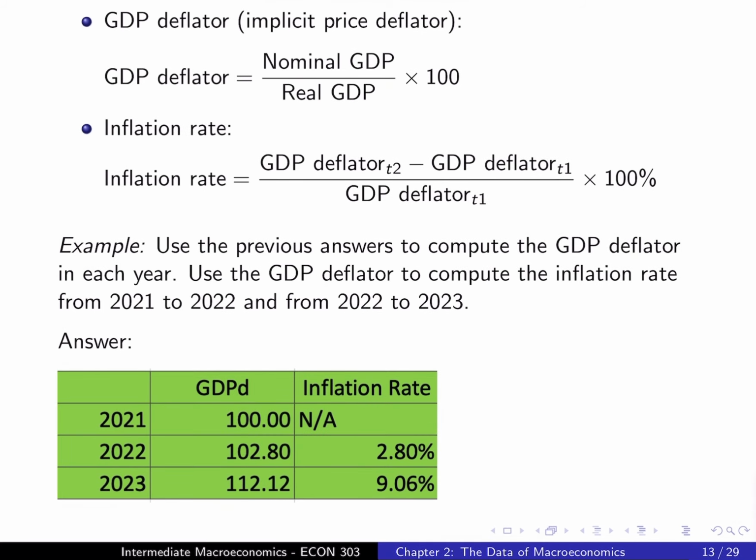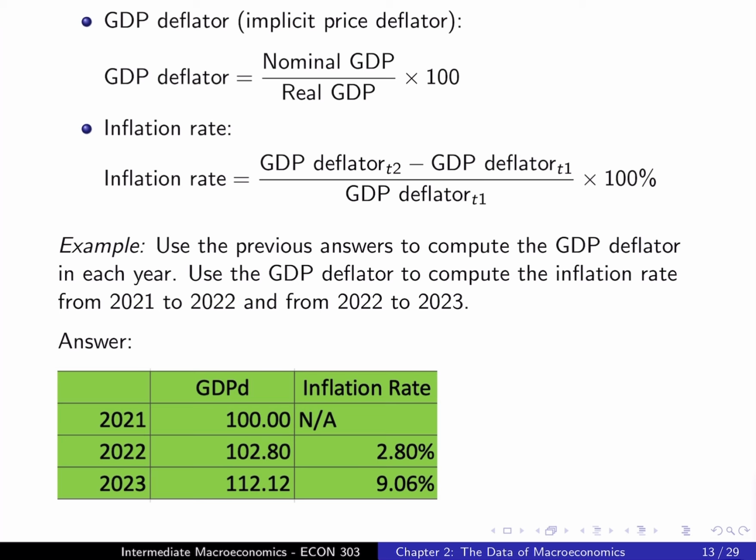How do we measure inflation using the GDP deflator? Inflation is the percentage change in the price level between two periods. Using the GDP deflator, the inflation rate is calculated as GDP deflator 2 minus GDP deflator 1, divided by GDP deflator 1, and then times 100%.